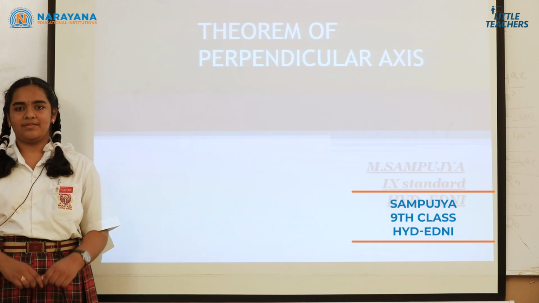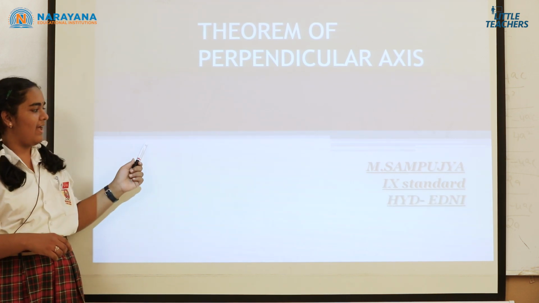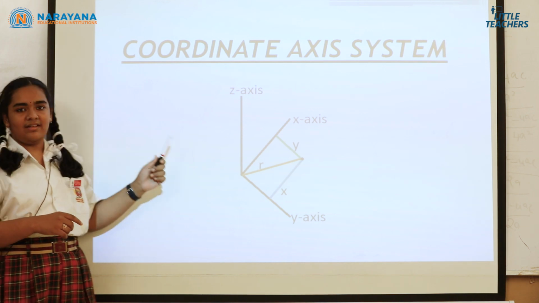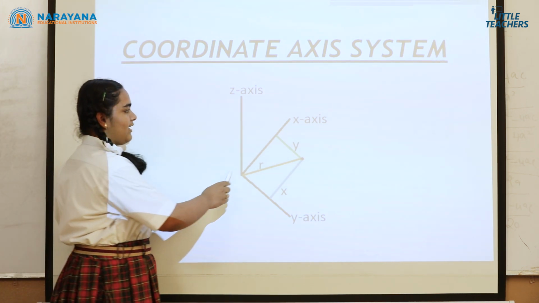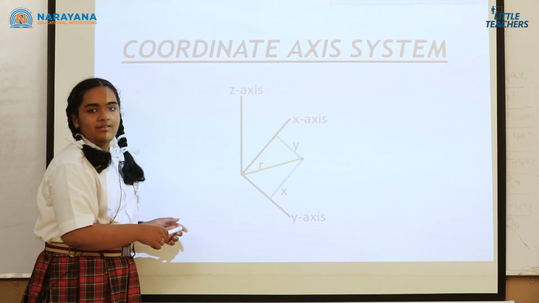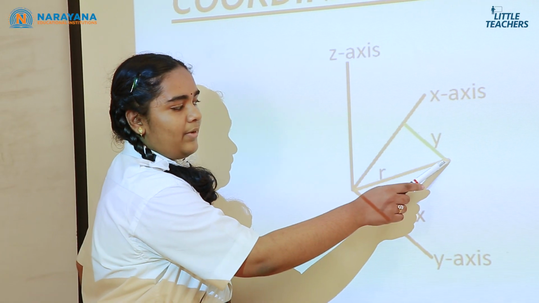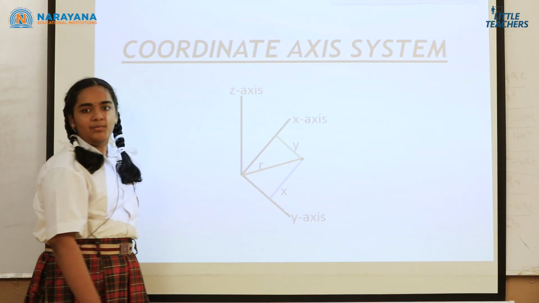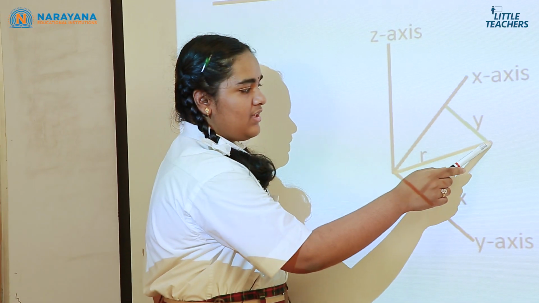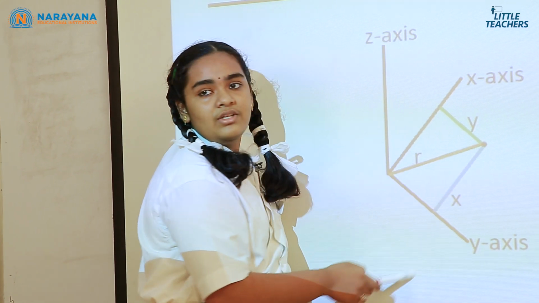I stand before you to explain the topic Theorem of Perpendicular Axis. When you consider the theorem of perpendicular axis, we take the 3-axis coordinate system. In this coordinate system, this is a particular point for which we are going to find the moment of inertia. With this point, we need to know the distance first.